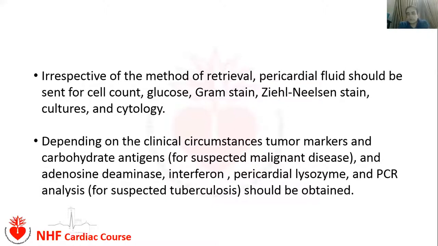Tumor markers are carbohydrate antigens like CA19, CA29, CA27, which are for breast tumor, bone tumor. They can be found in pericardial fluid. And adenosine deaminase and interferon activity are high in cases of tuberculosis. And we can do PCR, which is now called gene expert, for tuberculosis.